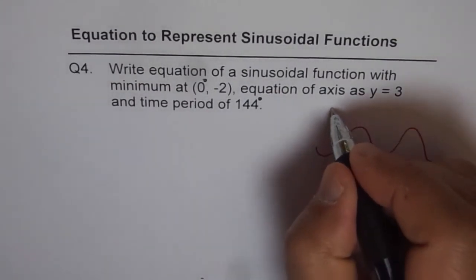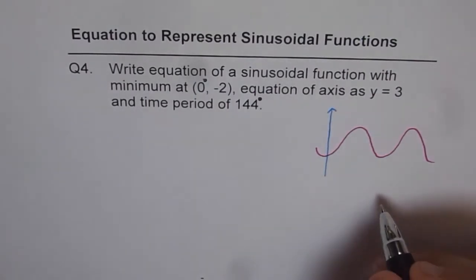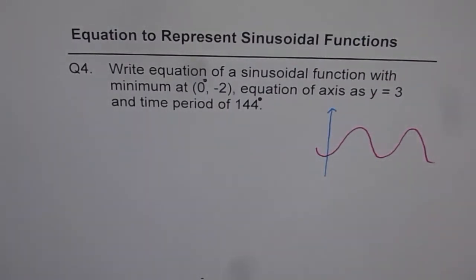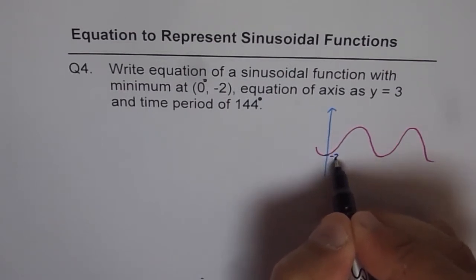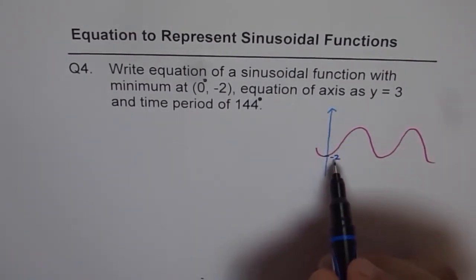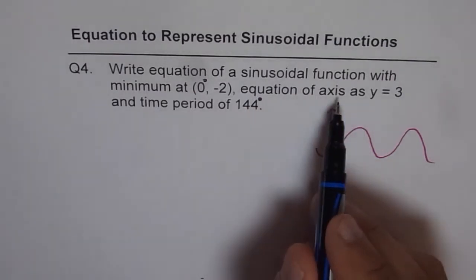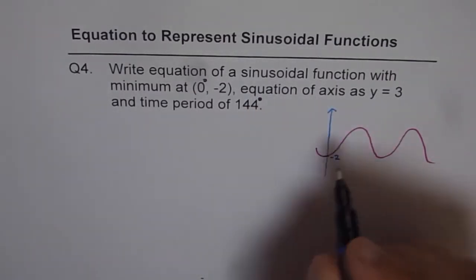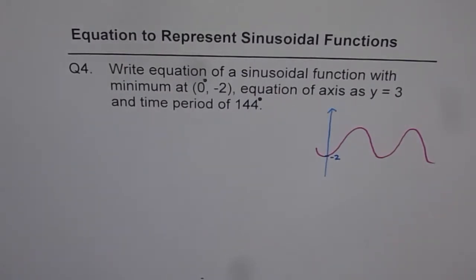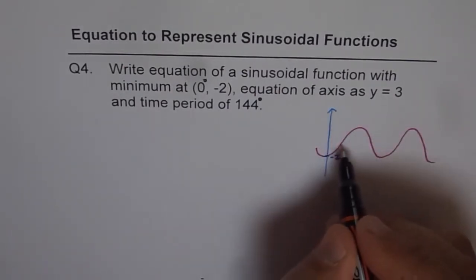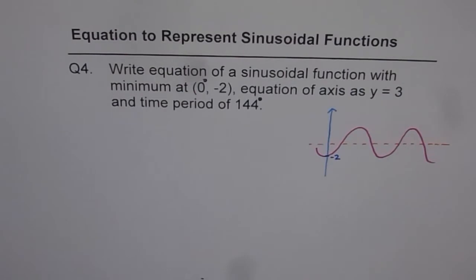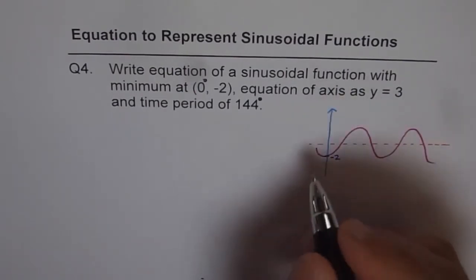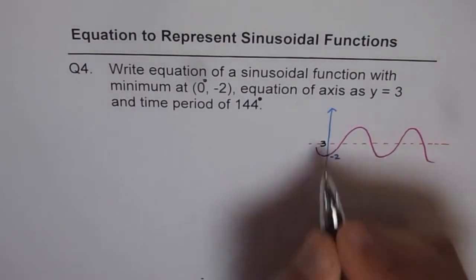That means our axis is right there, right? So this is the point, and here the value given to us is -2. So on the y-axis we have the minimum at -2. So (0, -2) gives us the minimum. The equation of the axis is y equals 3. That means if I draw a dotted line as the axis of this curve, it goes like this. So this line is at y equals 3. That's what it means.